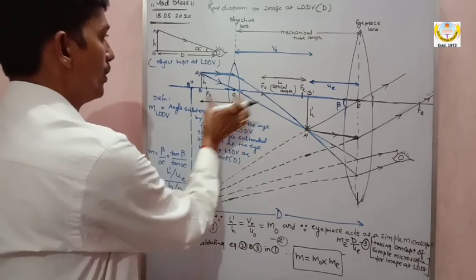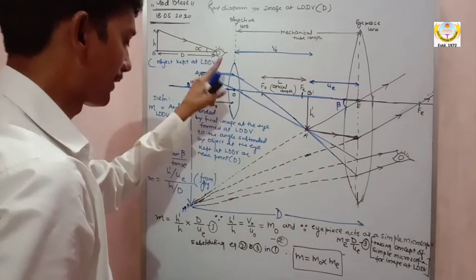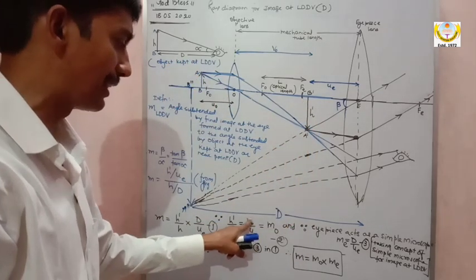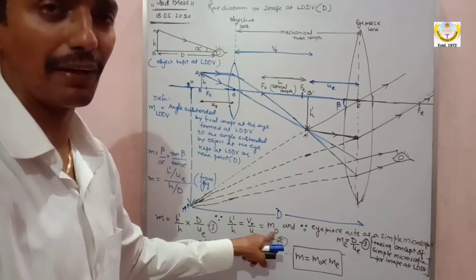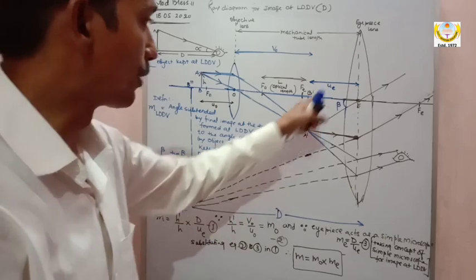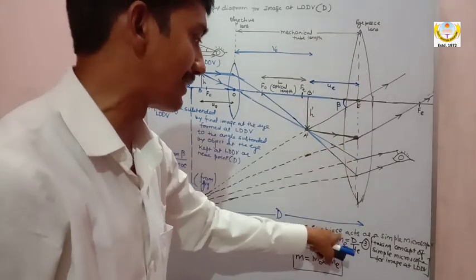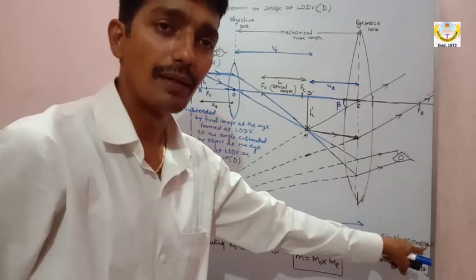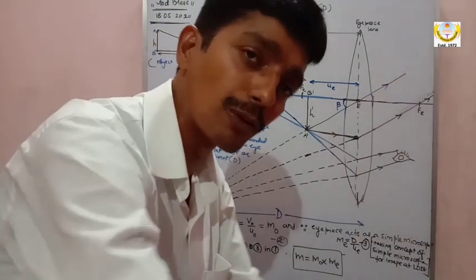This is UO, this is VO, this is H dash, this is H. So of course the objective magnification is H dash by H, that is VO by UO, and that will give the magnification for the objective. When I go for the eyepiece, at the least distance of distinct vision, this eyepiece acts as a simple microscope. Since the eyepiece acts as a simple microscope, I will go to the simple microscope topic.